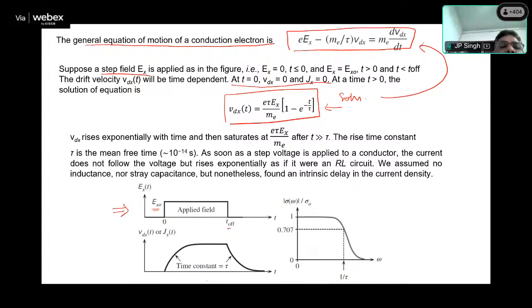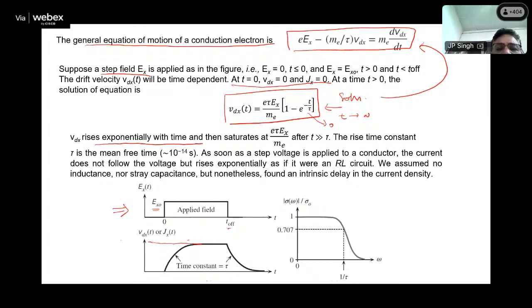So what we learn from here is that the drift velocity rises exponentially with time. It's like a capacitor charging. As soon as you apply a step electric field, the drift velocity will exponentially rise, and it will saturate to some value here. If I put t tends to infinity, this exponential term will go to 0, and you will get just this part.